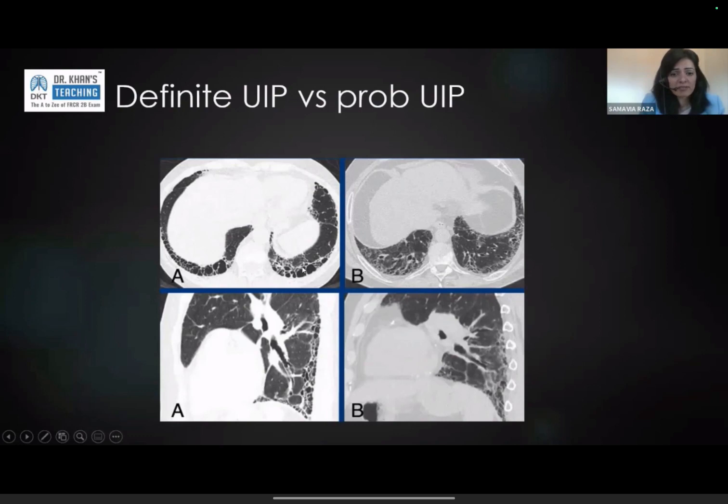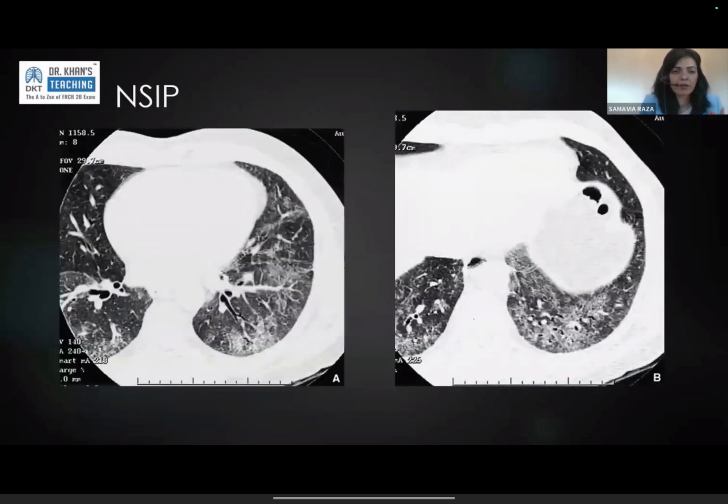When you see these, this is cyst on cyst. So one, two, three, four cysts. This on A is definite honeycomb, definite UIP, and B is probable UIP. Other than the honeycombing bit, there isn't any difference between them in terms of distribution or other morphological features.